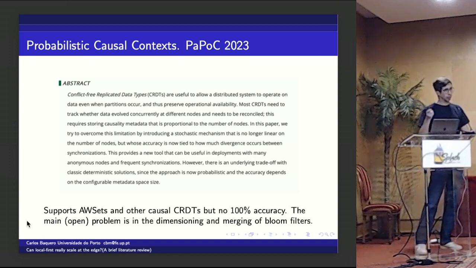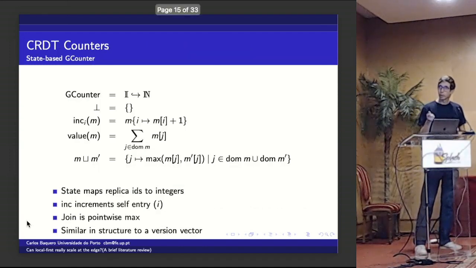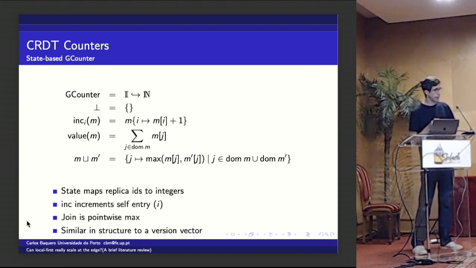So with this, I close the ones that are based on kind of probabilistic things and hashes. Now let's look at deterministic solutions. And I'm going to look at two specific cases, the counters and the add-only set. So I'm the unlucky person to be the first one to present a spec of a CRDT.